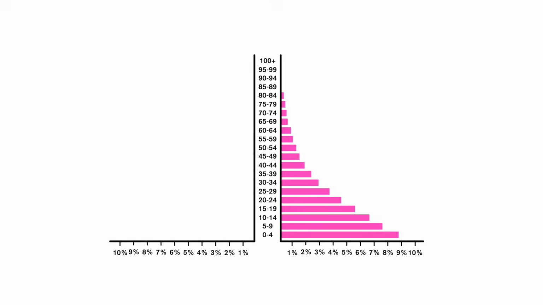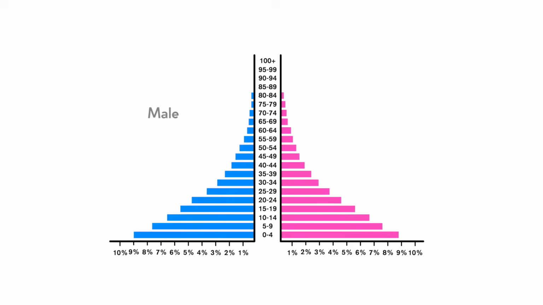Anyway, the bar graph on the left represents the male population, and the bar graph on the right represents the female population. Each bar graph uses this y-axis in the middle that shows the ages of the population in increments of 5 years. The x-axis shows what percentage of the population each bar represents. For example, we can see that males aged 0 to 4 make up 9% of this total population.